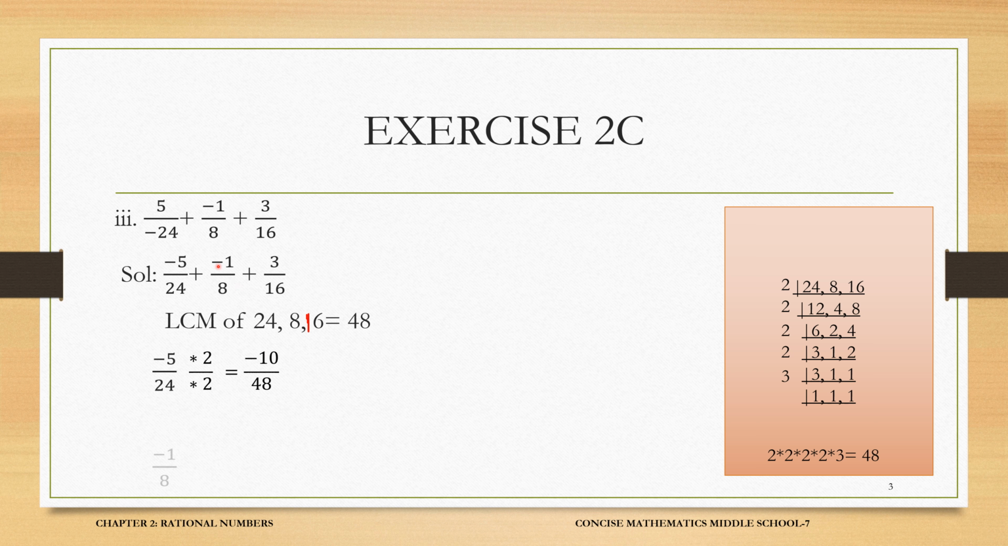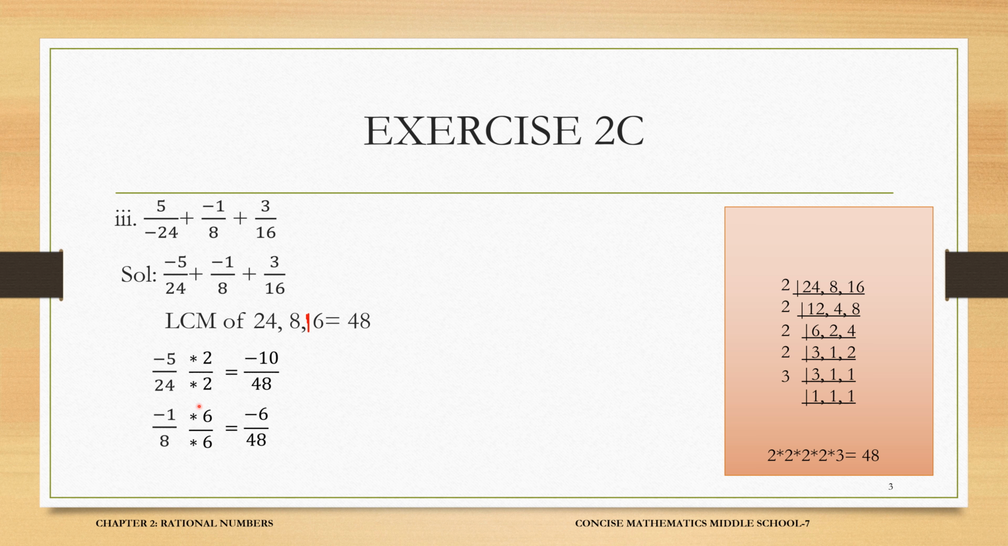Now just take the second rational number, that is minus 1 by 8, and only the denominator should be changed to 48. For that you need to multiply this 8 by 6, right? So 8 6s are 48, minus into plus, minus 6 1s are 6, because we are multiplying the denominator by 6.